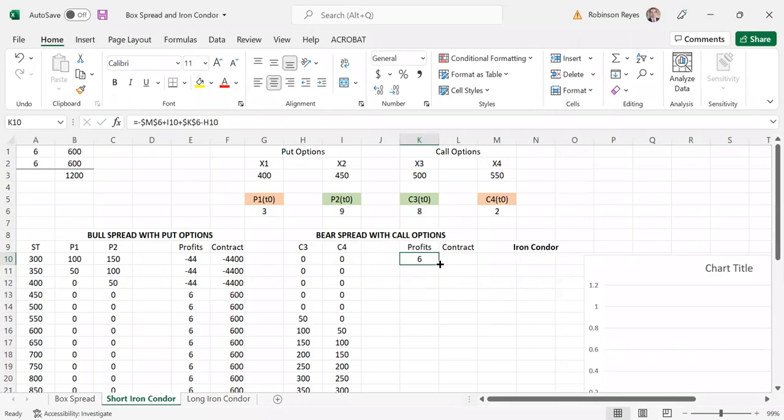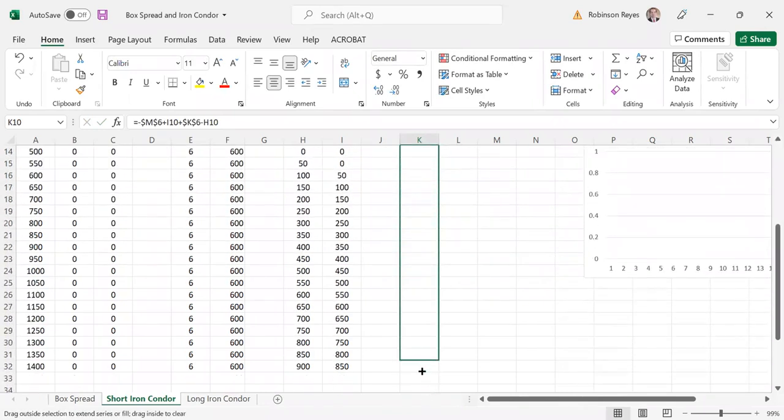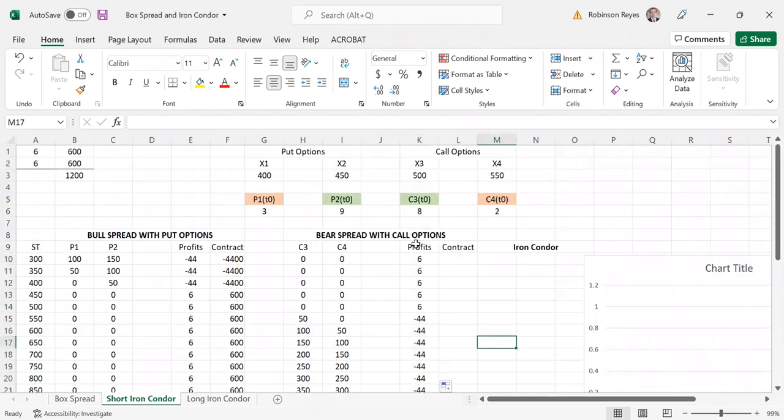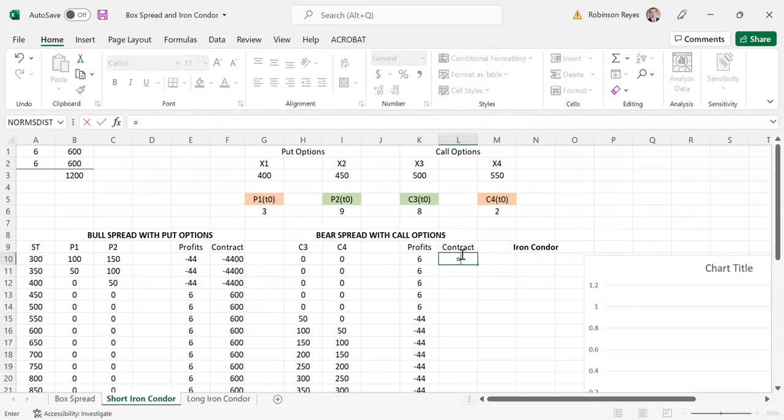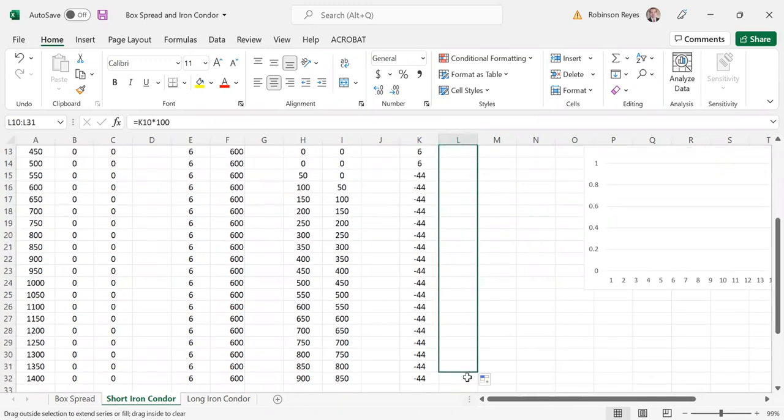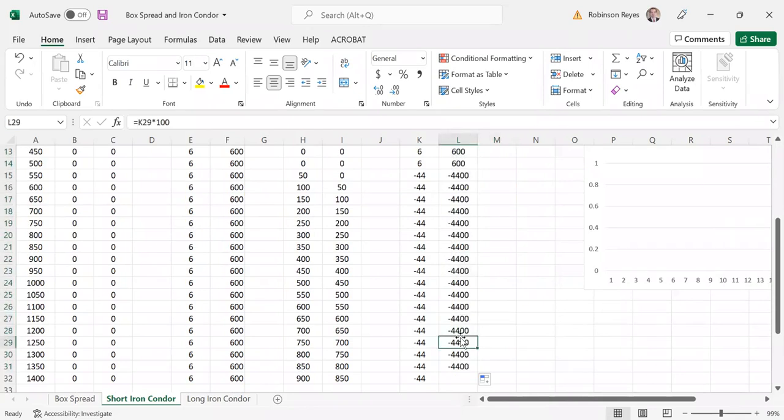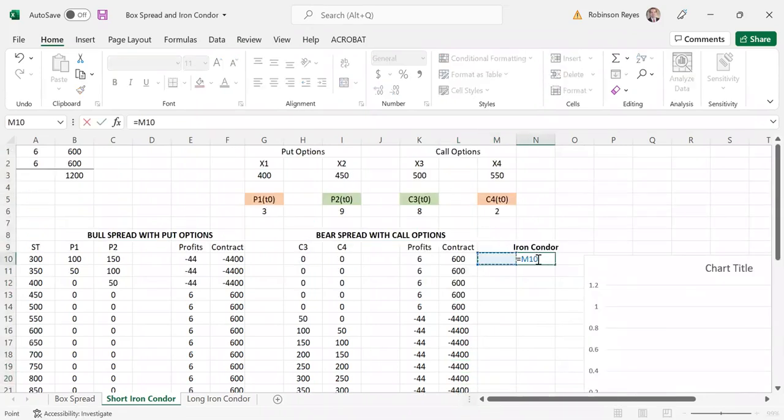So we just scroll this down. As soon as we scroll this down, we acknowledge that there are profits when the stock price is low, and then we have loss, constant loss when the stock price is high. So that is a characteristic of a bear spread, right? We are making money when the stock price is low. Then we multiply this by 100, and so we can get the actual value here.